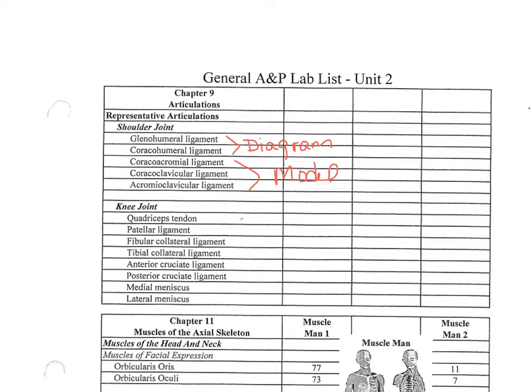Then for the knee joint, the real deep ones here, the anterior cruciate and posterior cruciate, will probably be on a diagram. But the rest of these I can do on models. Right, so just so you know that. Those models are over on the side over there. I have both the knee and the shoulder model, so make sure that you get a look at those.